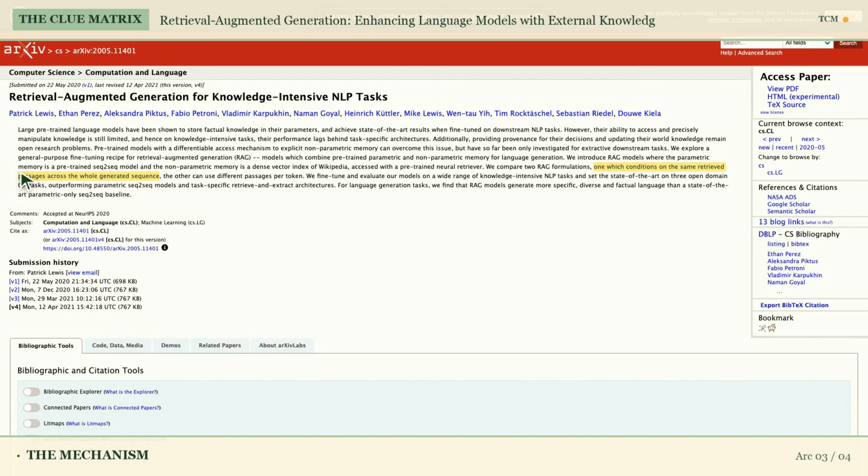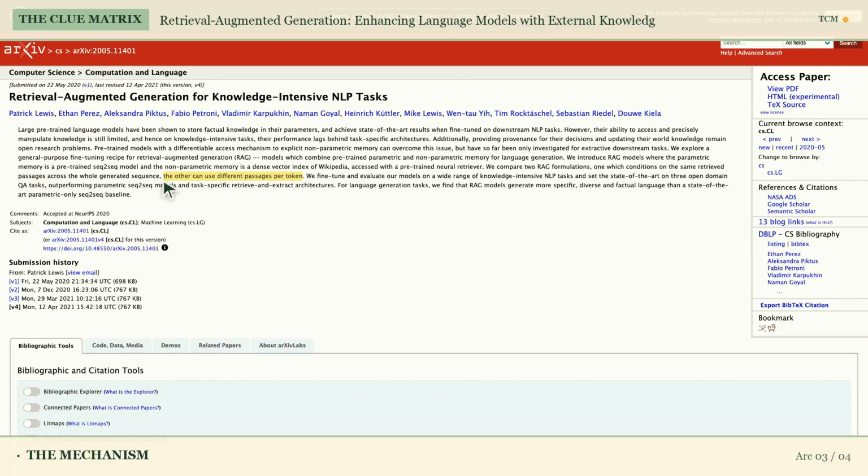The first formulation, one which conditions on the same retrieved passages across the whole generated sequence. The retriever runs once, finds a few passages, and those fixed passages guide the entire output. So, the chef gets a recipe card and refers to that single card for every step of the dish. It's consistent, but might miss new information if the dish is complex.